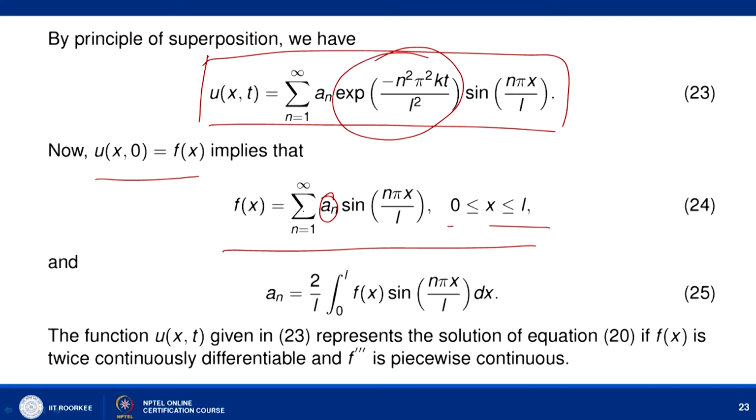So, we can find out our a n by using the orthogonality of sin n pi x by l, and we can write a n as 2 by l integral 0 to l f x sin n pi x by l dx. So, it means that your a n is given in terms of the initial condition, that is f of x. So, our solution is given as u x t equal to summation n equal to 1 to infinity a n exponential of minus n square pi square k t upon l square sin n pi x by l, where a n is given by this formula, that is 2 by l integral 0 to l f x sin n pi x by l dx. So, this solution is given in terms of 23.